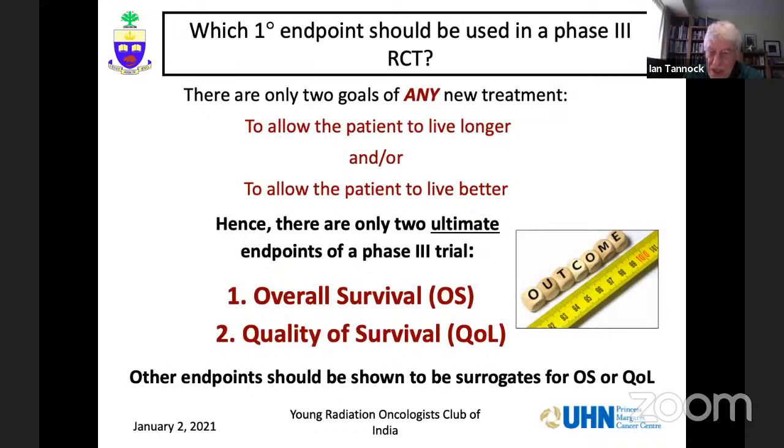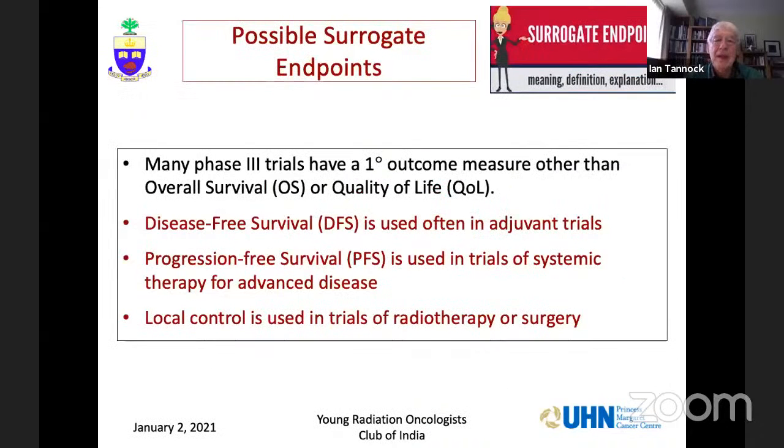Anything else that you use, any other endpoint, should be shown to be a surrogate for overall survival or quality of life. And certainly there are other endpoints that may well be surrogates. If you're a cardiologist treating hypertension, you're not going to look at survival, and you're probably going to look at reduction of blood pressure, which ultimately may improve survival. But you should show that other endpoints are surrogates.